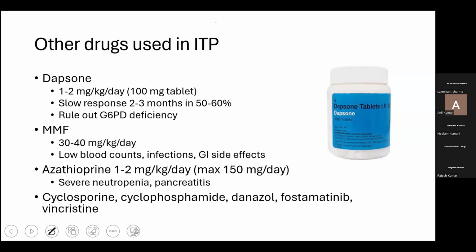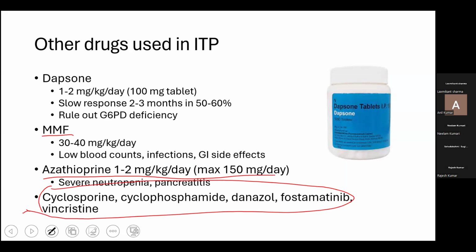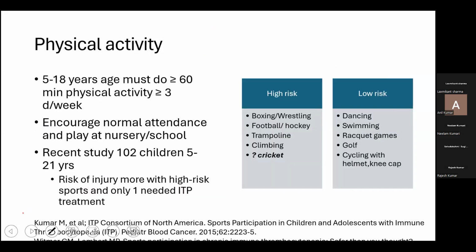Other drugs, dapsone. Lot of us working in these large institutes, we like dapsone a lot because it's a very cheap drug, and up to 50 to 60% of patients do respond to dapsone very well. But please remember, G6PD deficiency can lead to hemolysis in patients who are G6PD deficient. MMF, azathioprine, these are all drugs which can be used. There are a whole lot of other drugs which I really don't want to talk about in detail because they're all very anecdotal in experience.